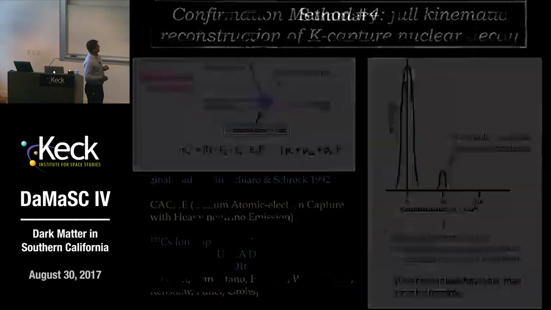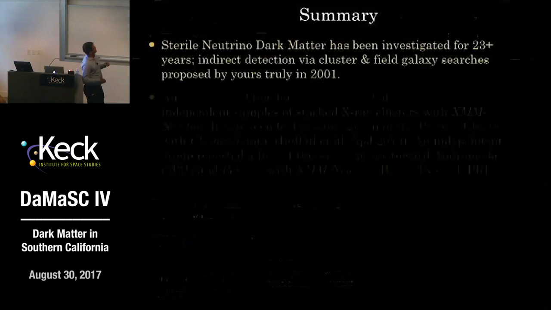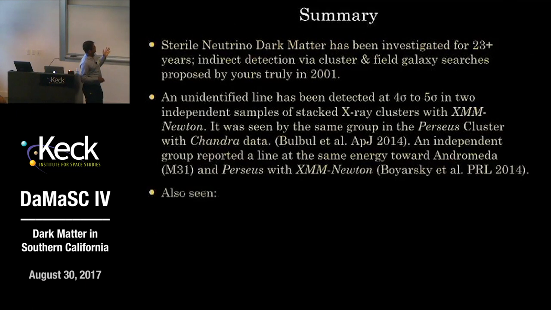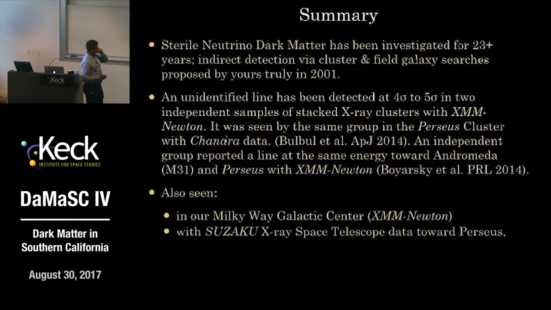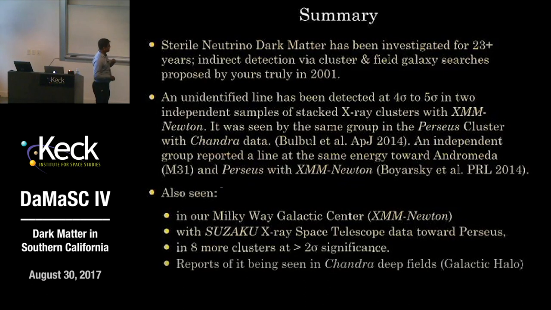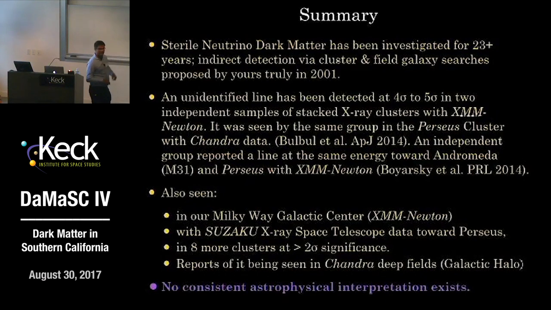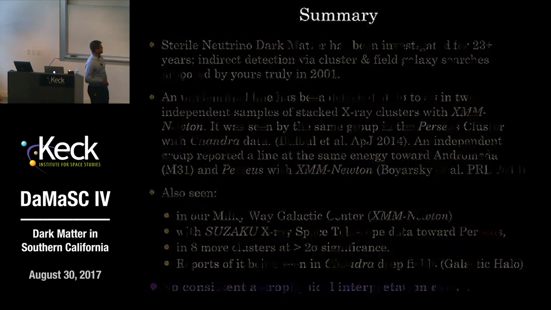All right, so I'll just leave my summary up here. Well, maybe I'll say it a little bit. There's this detection. It's been seen in a bunch of places, not just the original proposal. It's actually seen in the Milky Way Galactic Center as well. It was seen with Suzaku towards Perseus. It's seen in 8 more clusters at 2 sigma. It was seen in the Chandra Deep Fields. And I don't think there's currently a consistent astrophysical interpretation.